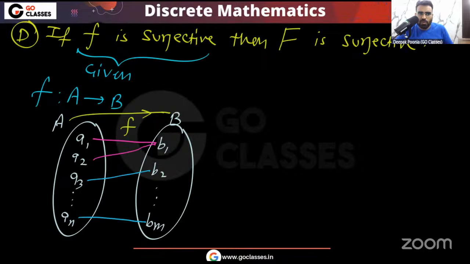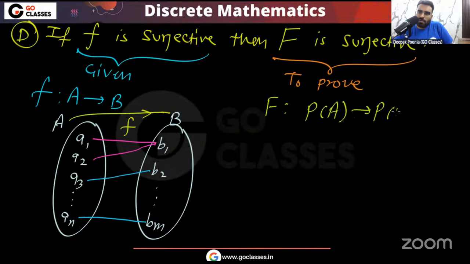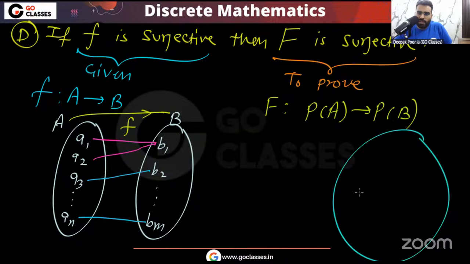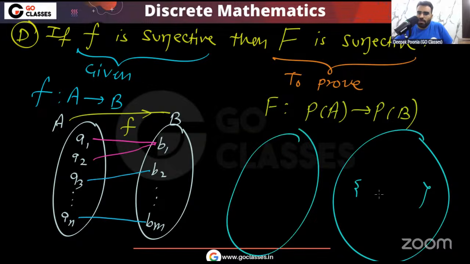Now I need to prove that capital F is surjective. This is what we need to prove. Remember what is capital F? This is from PA to PB. Now to prove that capital F is surjective, what do I need to prove? I need to prove that in PB, whatever element you take, that will have at least one preimage in PA. Correct? For example, let me take any element, like B3, B5, B6. I need to prove that this element's preimage exists.